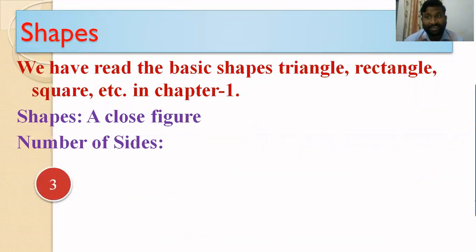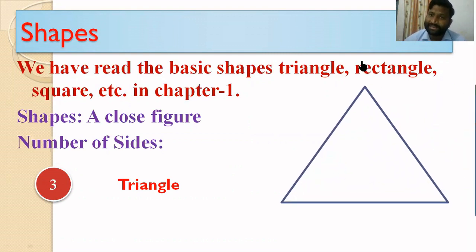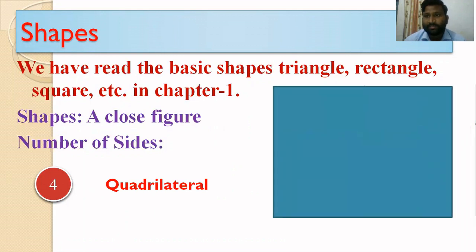If a shape has 3 sides, we call it triangle. And it looks like this. 3 sides are there. So it is called a triangle. If sides are 4, then we call it quadrilateral. And quadrilateral looks like this, 4 sides. Quadrilateral may be rectangle, quadrilateral may be square, quadrilateral may be rhombus, but all these have 4 sides.